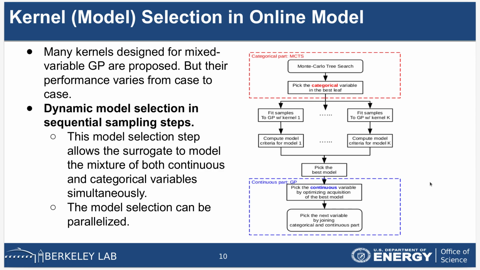This is much different from the kernel selection problem in a fixed data set context, which we detail in our paper. The takeaway is that we introduced this new mechanism of dynamic model selection in the sequential sampling steps, and this will push the performance of our surrogate model to the next level. Again, we designed the kernel selection in such a way that the algorithm can be parallelized, so there is no loss of computational speed in our proposed hybrid model.